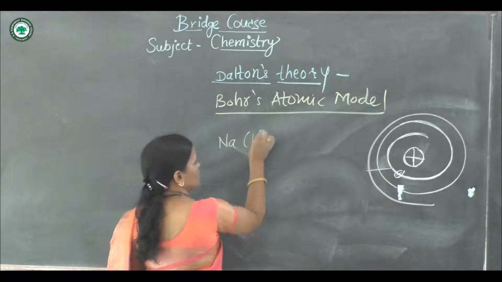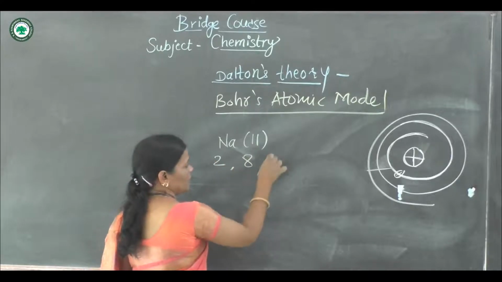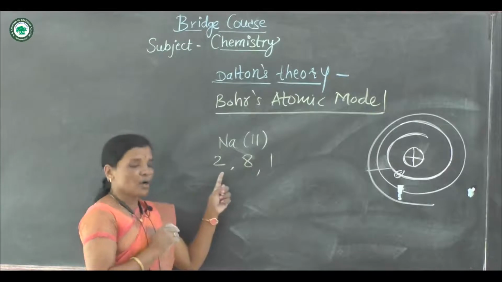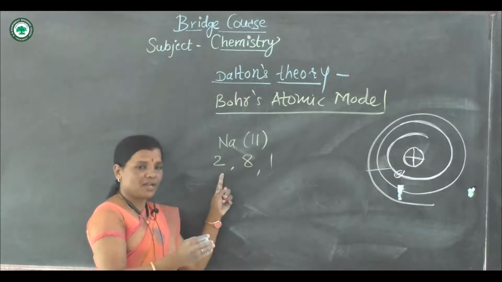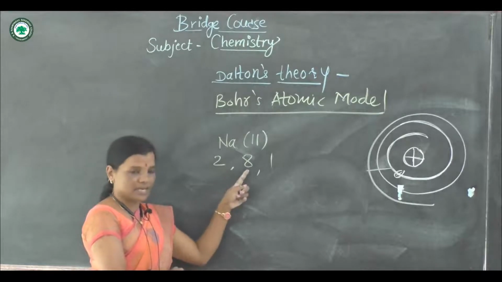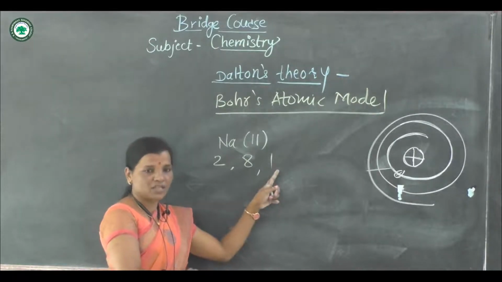Sodium, its atomic number is 11. If we consider the electronic distribution, then here it is 2, 8, 1. According to the increasing energy level, the first orbit contains 2 electrons, the second orbit contains 8 electrons, and the last orbit of sodium contains 1 electron.